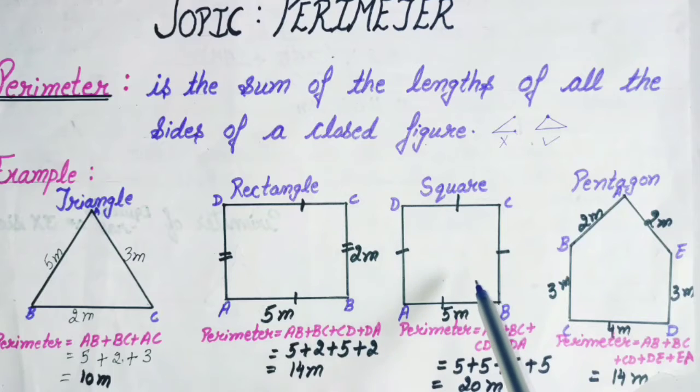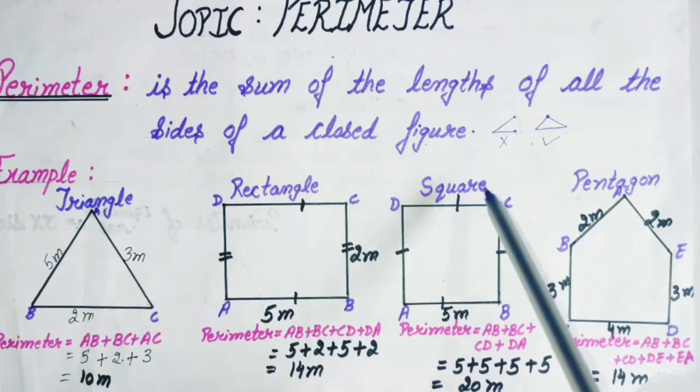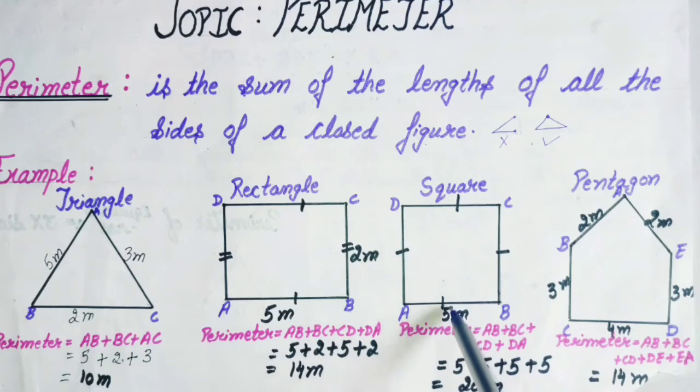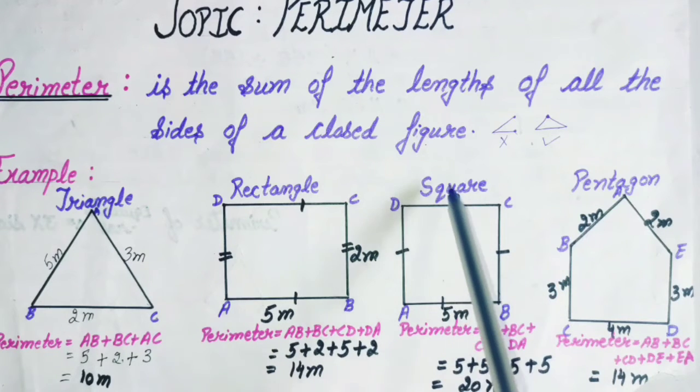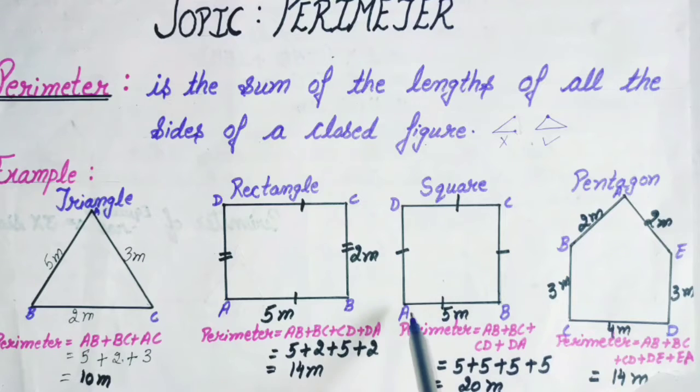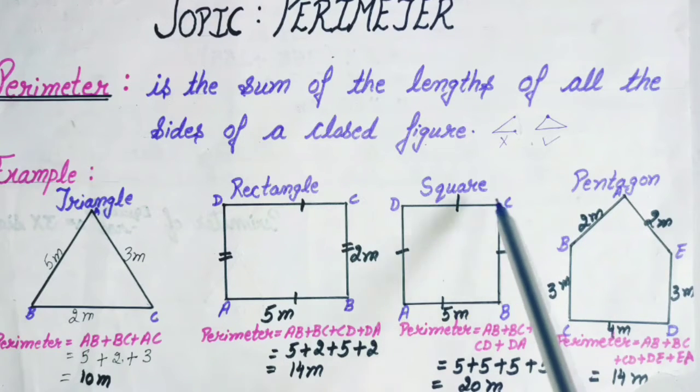Now let's move to the next closed figure, that is square. What is a square? A square is that closed figure in which there are total 4 sides. The first property is the same for both the shapes. Whether it is a rectangle or a square, both have 4 sides only. But in a rectangle, opposite sides are equal and in a square, all the sides are equal to each other. If AB is 5 meter, then BC will also be 5 meter, CD and AD will also be 5 meter. We will add all the sides and the perimeter of this square shape will be 20 meter.